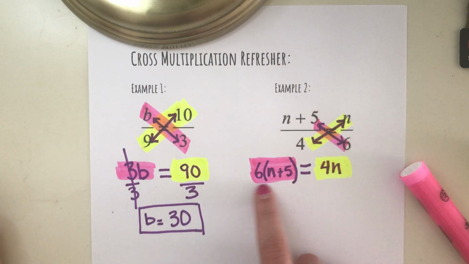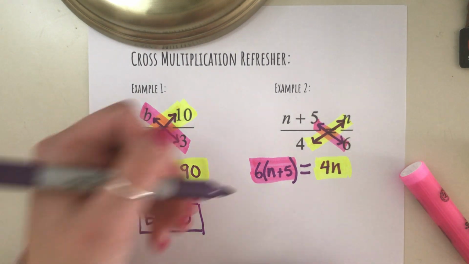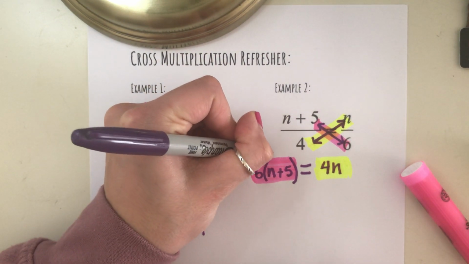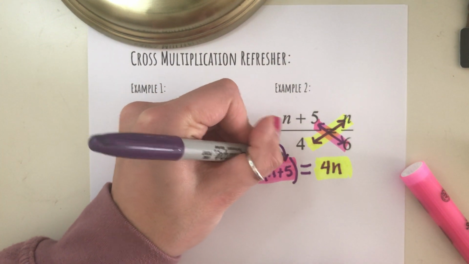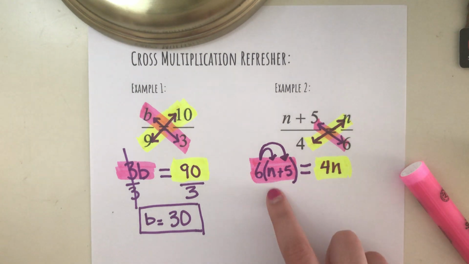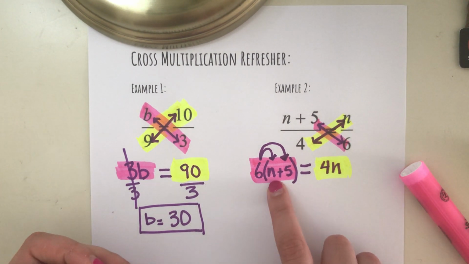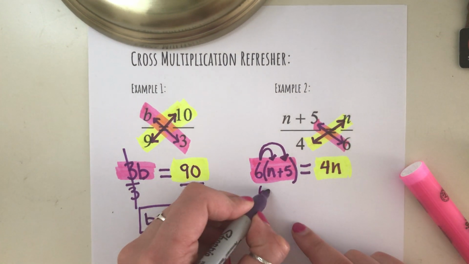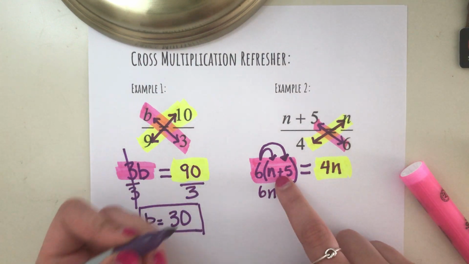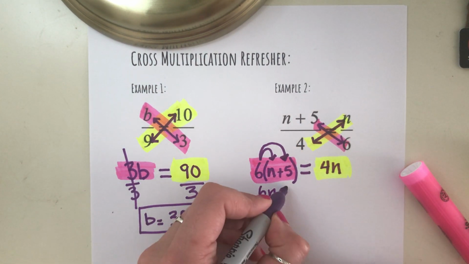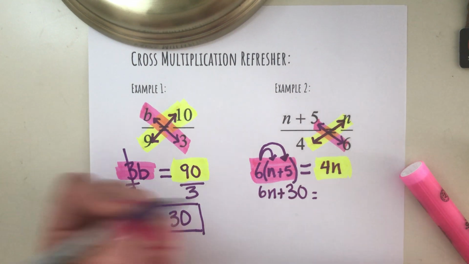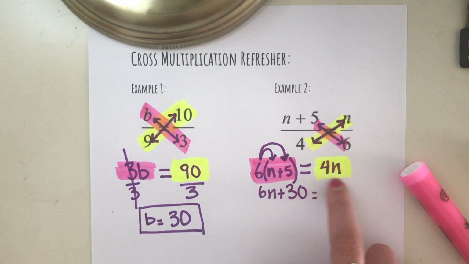Now, I have a binomial being multiplied by one number, so what I should do is use my arrows to distribute the term to both n and to 5. So 6 times n is 6n plus 5 times 6, which is 30. And that equals 4n.